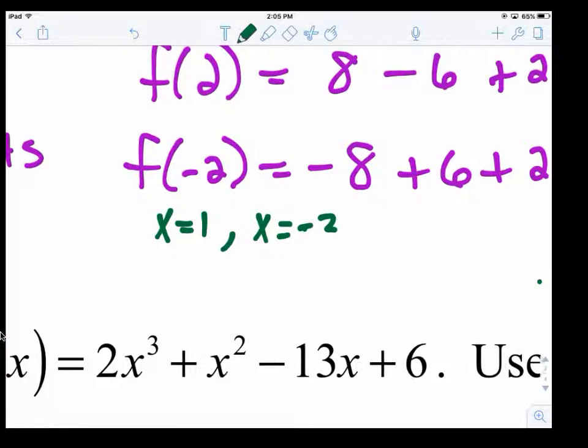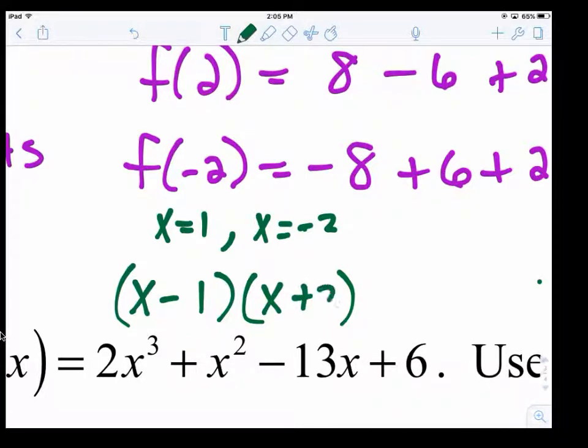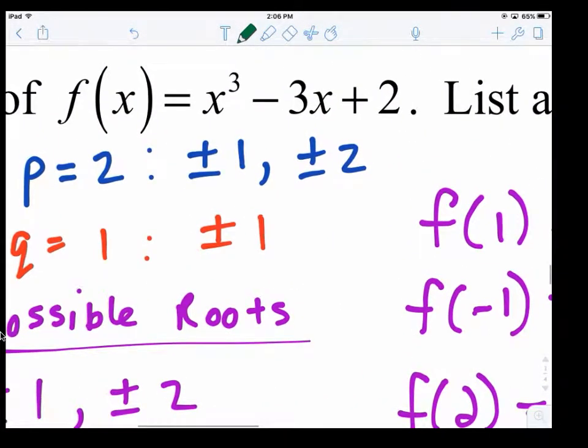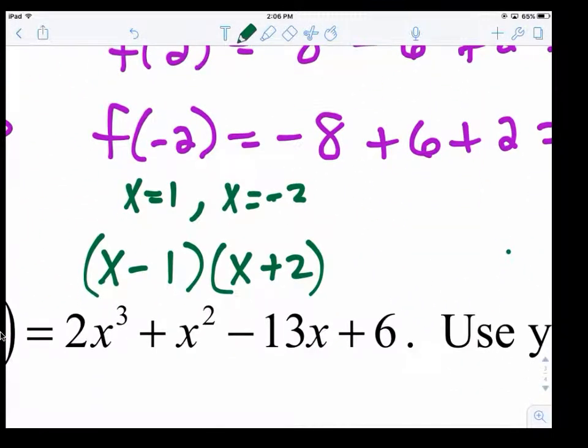Now, what would my factor look like? If x equals 1 is my root, what is my factor? X minus 1, good. And then I would have x plus 2 as my other factor. Now, if I were to FOIL this out, I'd only get x squared, but we started with an x cubed. So that tells me that one of these factors has a multiplicity bigger than 1. So we can look at the calculator to see which one it is.